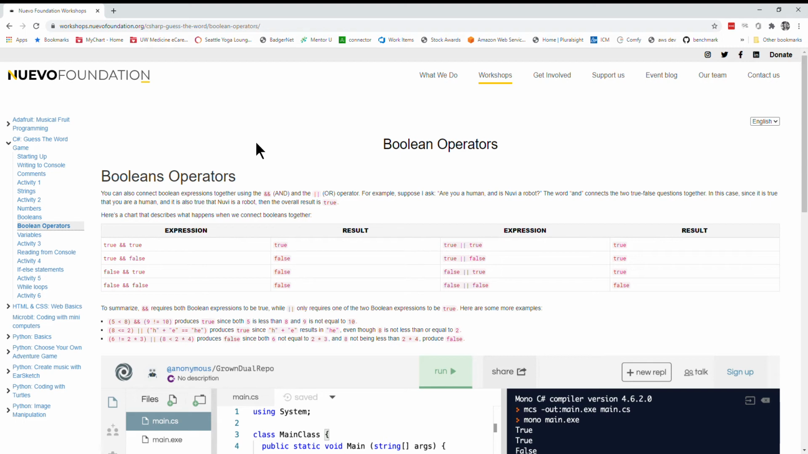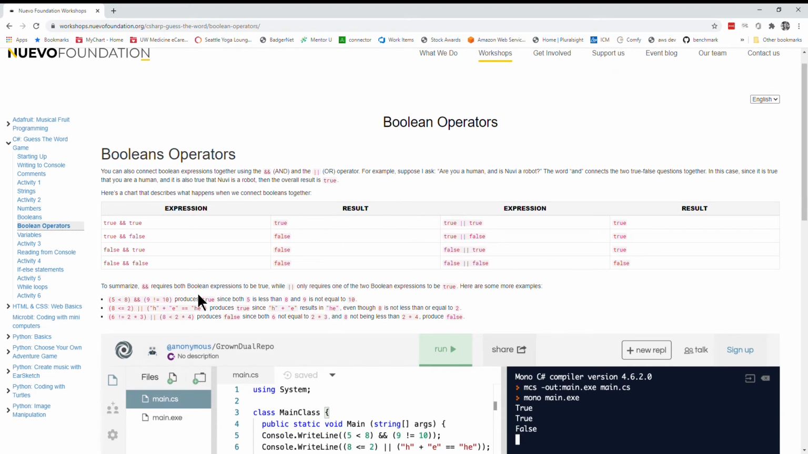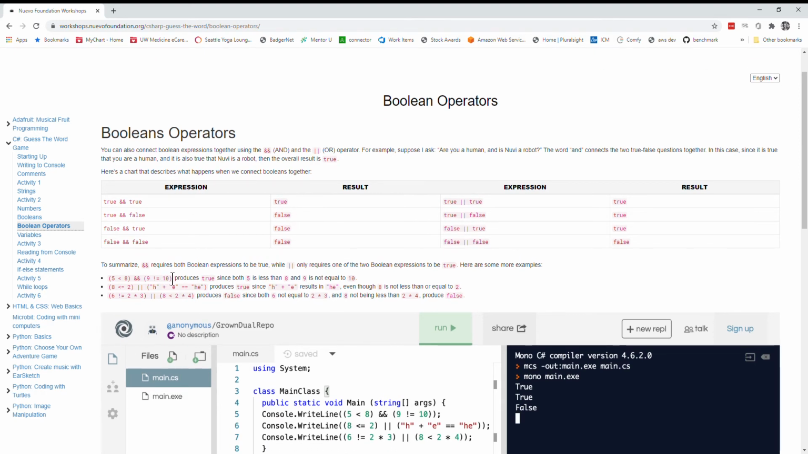Here's a chart that describes what happens when we connect Booleans together. I'm not going to go through the whole thing, but feel free to pause the video and take a look at this chart. It might be helpful to keep this chart around while we're trying to figure out the exercise at the end of this discussion, because it can be a little complicated sometimes. But to summarize, the AND symbol requires that both Boolean expressions are true, whereas OR only requires one of the two Boolean expressions to be true.